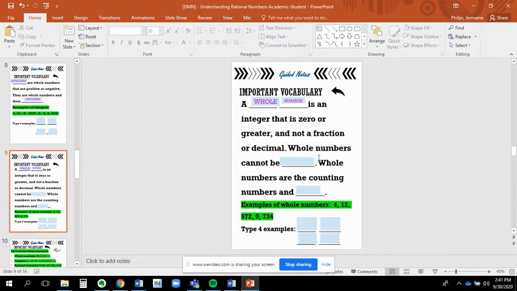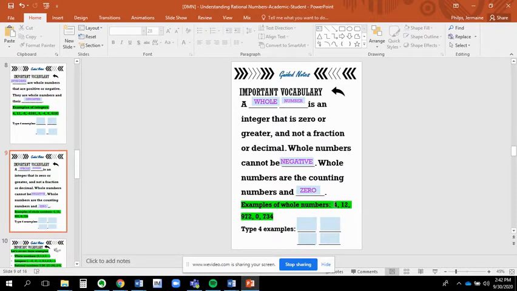So that's to be whole. Can't be any fraction, can't be any decimals. Whole numbers cannot be negative. Okay, this part is important. Whole numbers cannot be negative. As you see, it has to be a 0 or greater than 0. Whole numbers can be 0 or greater than 0. And last, whole numbers are the counting numbers and 0. Some of you know counting numbers from elementary school. That's all that phrase means.